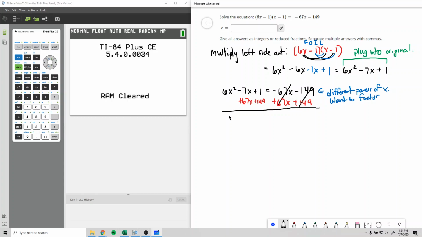And so the 6x squared didn't have any common terms with it. Negative 7x plus 67x is plus 60x. And then 1 plus 149 is 150. And that equals 0.